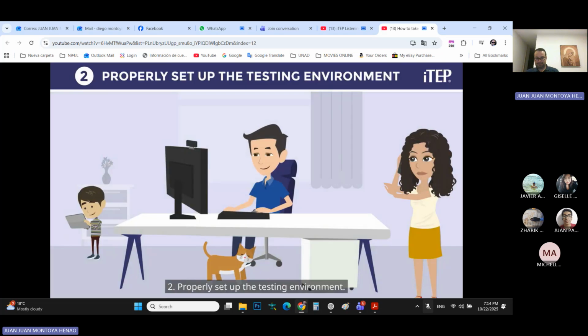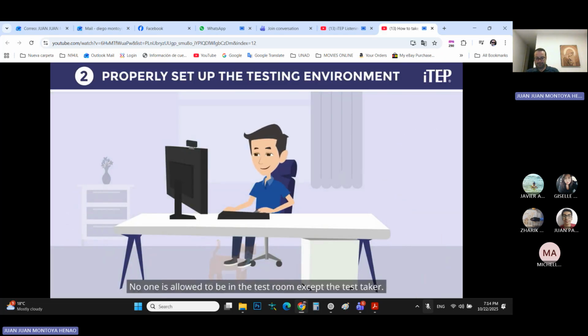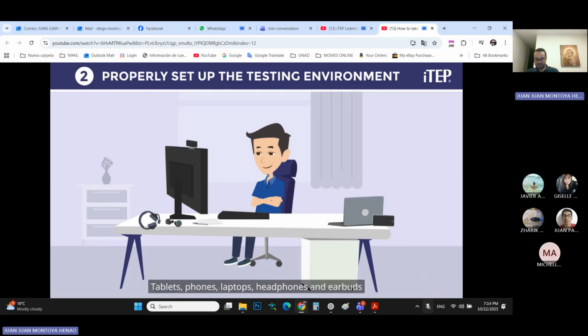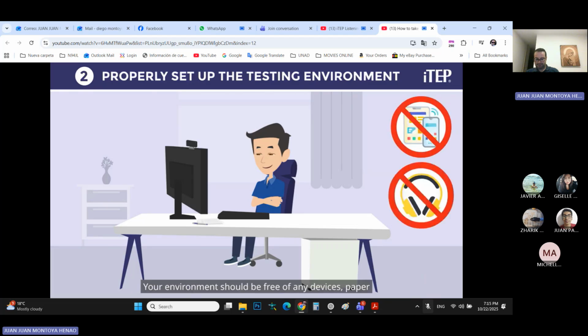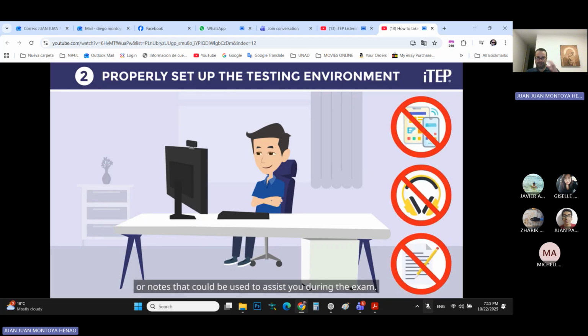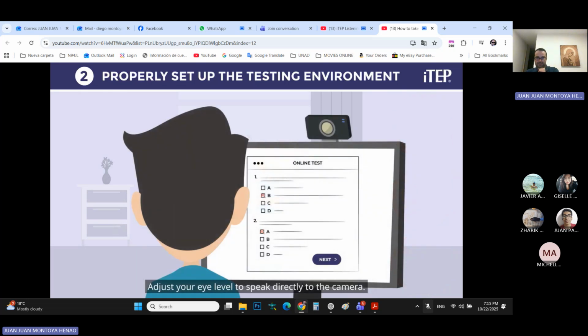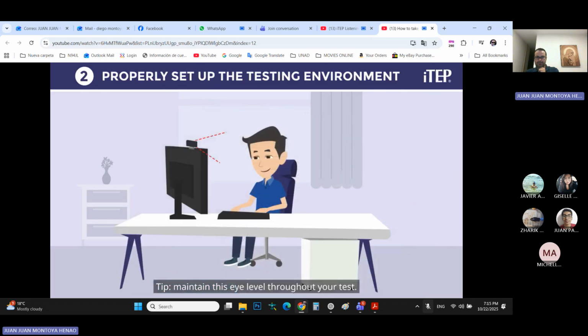2. Properly set up the testing environment. Make sure you have privacy. No one is allowed to be in the test room except the test taker. No exceptions. Tablets, phones, laptops, headphones, and earbuds are not allowed in the test environment. Remove these devices before you begin your test. Your environment should be free of any devices, paper, or notes that could be used to assist you during the exam. Adjust your eye level to speak directly to the camera. Keep your head at eye level with your computer's camera. Tip: maintain this eye level throughout your test.